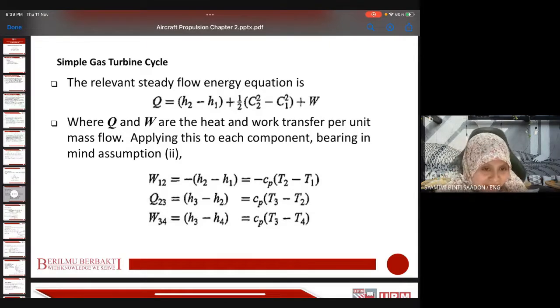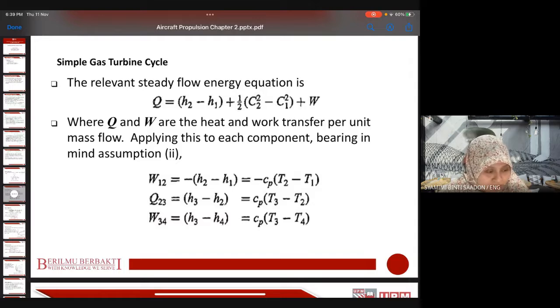Okay, so I'll start with the first law of thermodynamics. We have this energy balance equation, or energy equation. We can apply this energy equation to each component of the gas turbine cycle just now, for example the compressor, combustion chamber, turbine, etc. This is the general form of the equation.